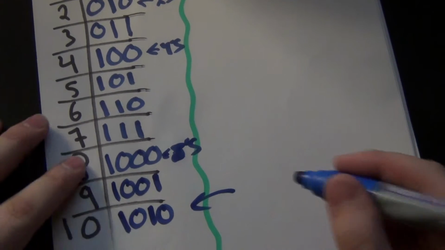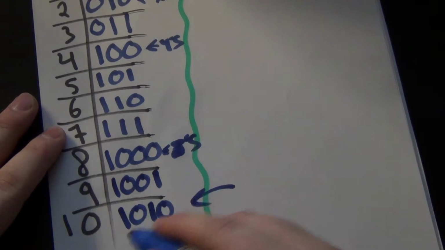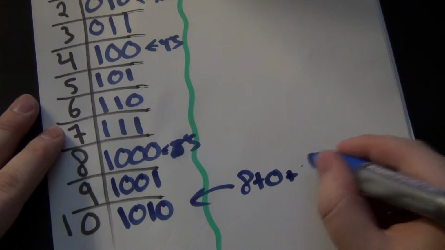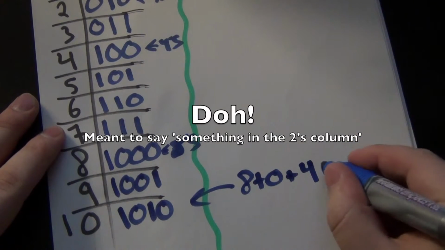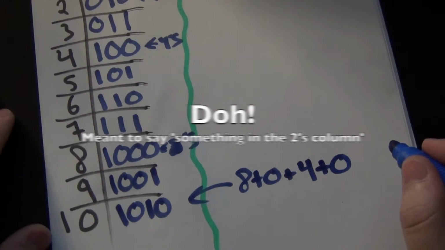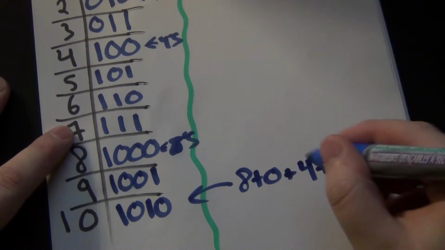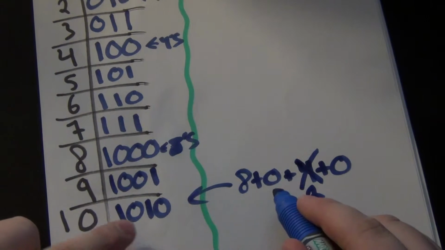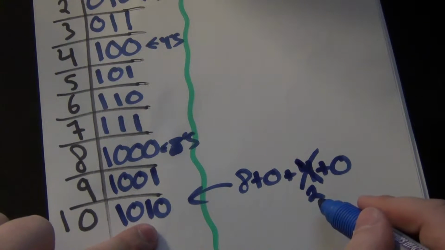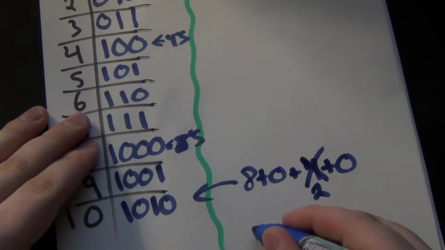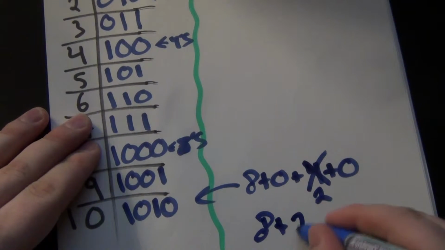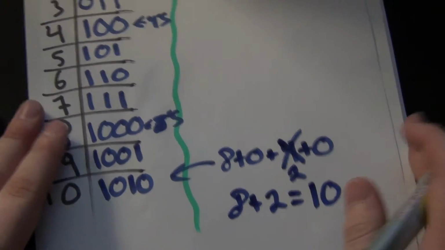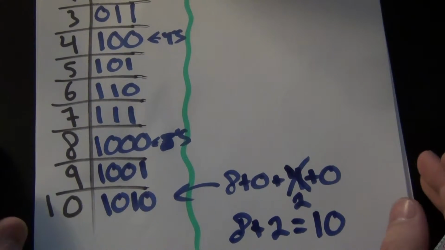And if you were to ask what this number is in tens if you didn't know it, we have something in the 8s column, nothing in the 4s column, something in the 2s column, and nothing in the 1s column. Sorry, I said that a little weird. So 8 plus 2 is equal to 10. So nothing too advanced there.